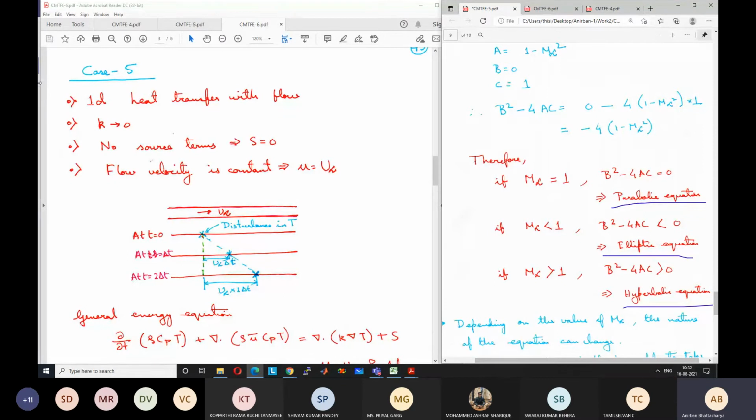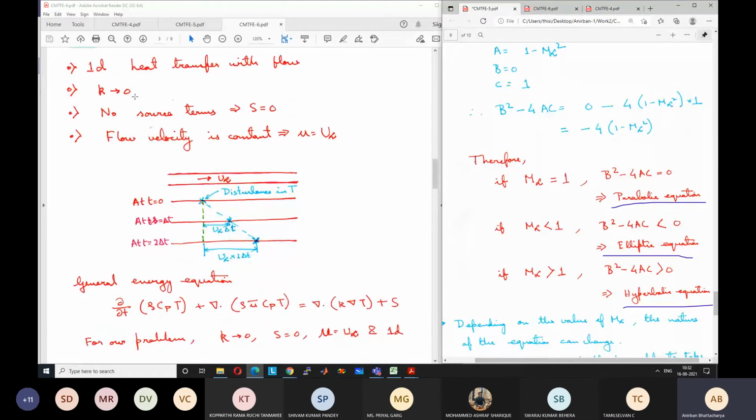So another example, let us consider 1D heat transfer with flow, but slightly modified so that the flow velocity is very high, so that the effect of conduction is almost zero. Let us assume that conductivity tends to zero. It means that there is no diffusion, no conduction, and there are no source terms also. So this is a representation of the flow. Flow is occurring with a velocity u infinity.